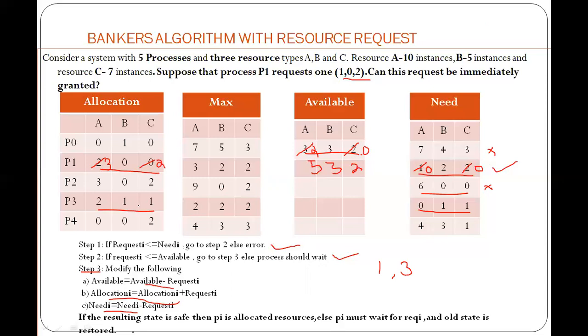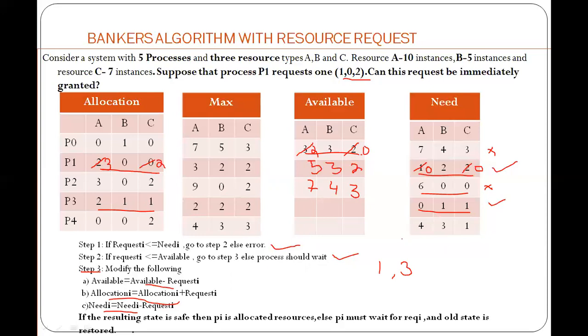So 211, which will be added to 532. So 5 plus 2 is going to be, I hope you know this, 7, and 3 plus 1 is going to be 4, 2 plus 1 is going to be 3. Okay, so P3 is done.